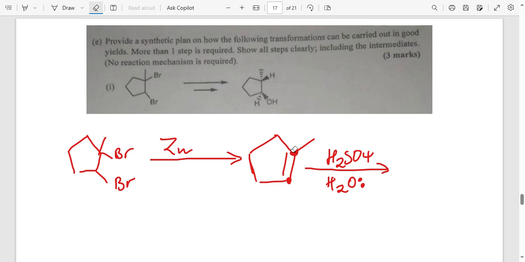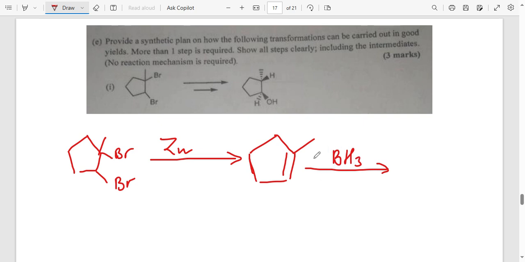So why is the positive charge forming on the tertiary and not on the secondary? I even used the wrong reactant here. If we use sulfuric acid and water, water will come and attach here. Water always attaches where it's more substituted. Now if we want it to happen the other way around, we need to react with BH3.